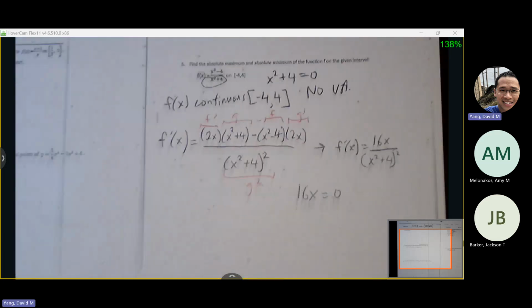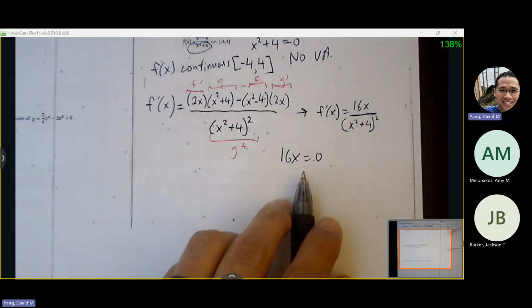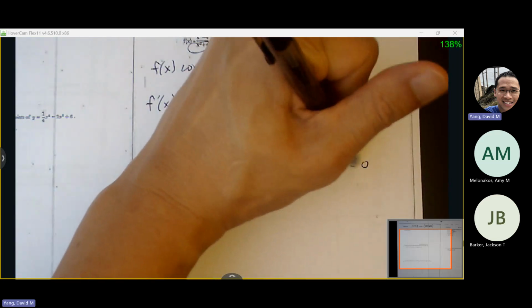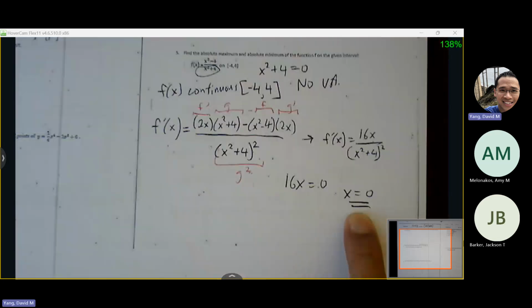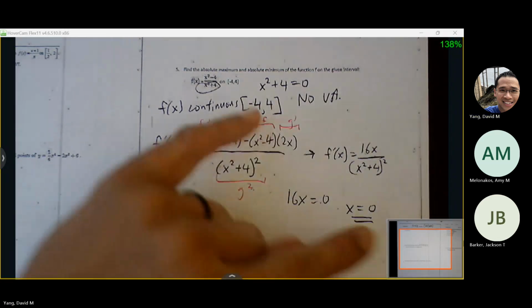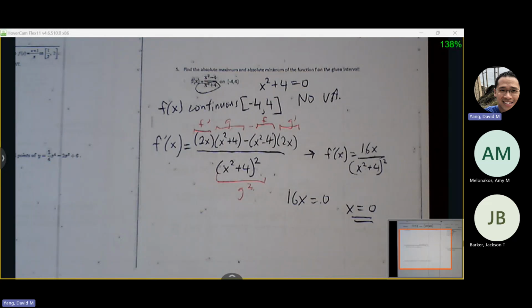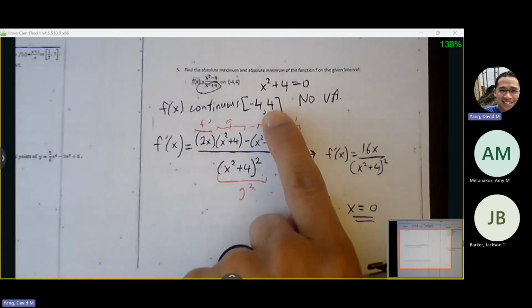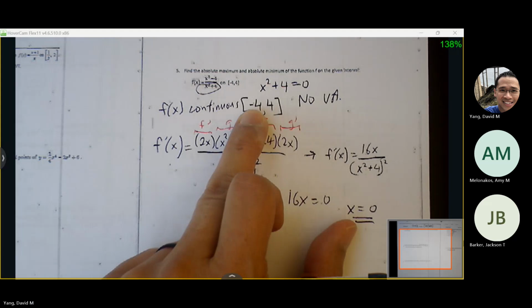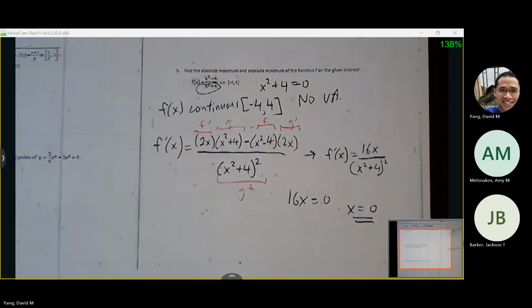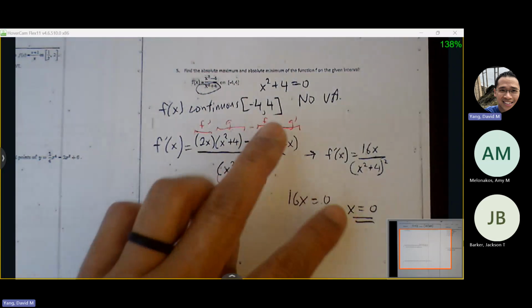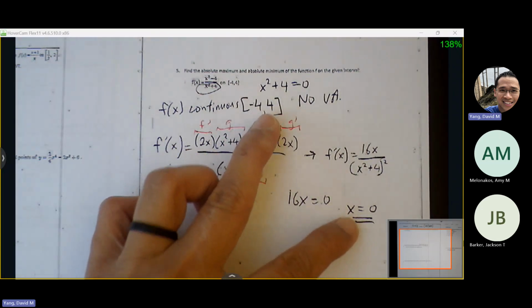What do I get? x equals what? Divide by 16, x equals 0. Is 0 a valid critical value? Yes, it sits between -4 and 4. So how many points are we going to test for maxes and mins? 3. You have one critical point and two endpoints. And how do we test them? How do we determine if these are absolute max or mins?